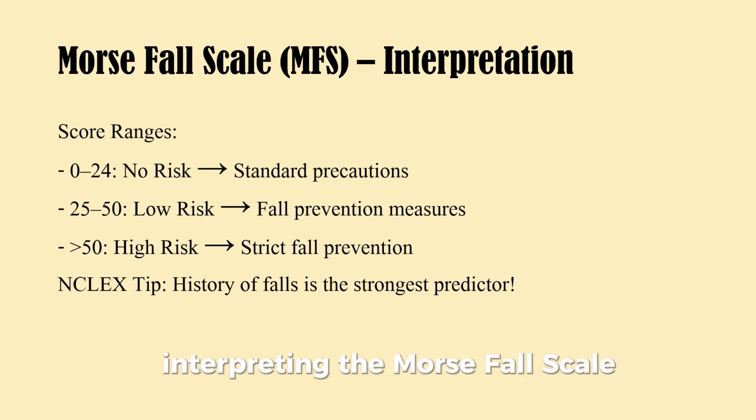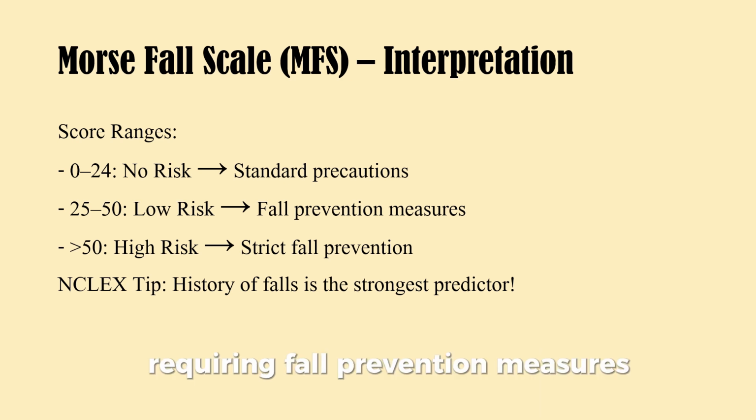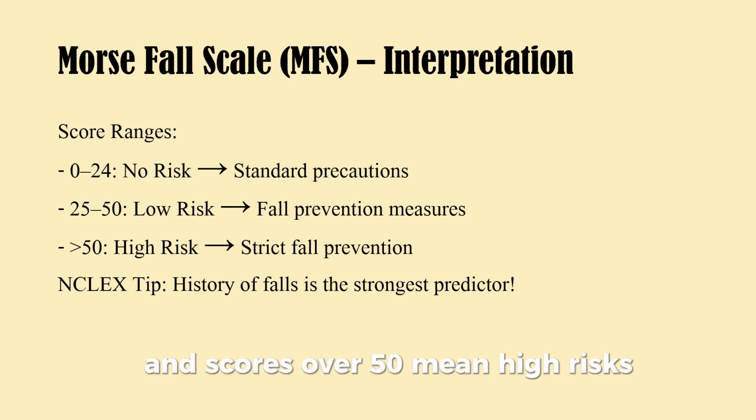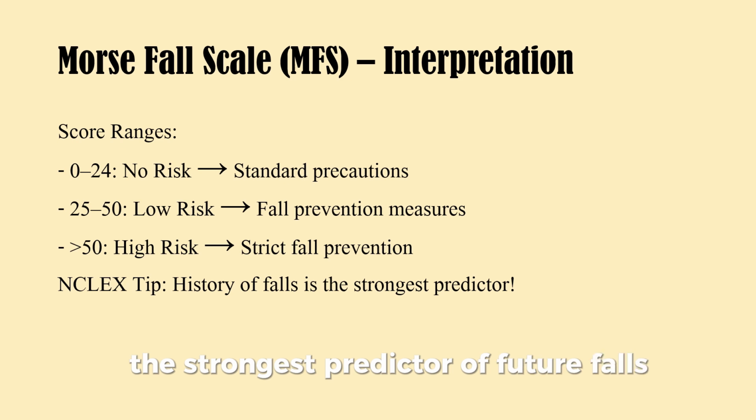Interpreting the Morse Fall Scale involves these categories. 0 to 24 means no risk and only standard precautions. 25 to 50 indicates low risk requiring fall prevention measures, and scores over 50 mean high risk requiring strict fall prevention. Remember that a history of falls is the strongest predictor of future falls.